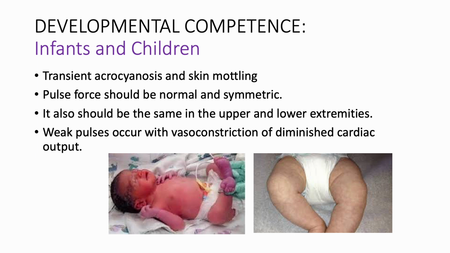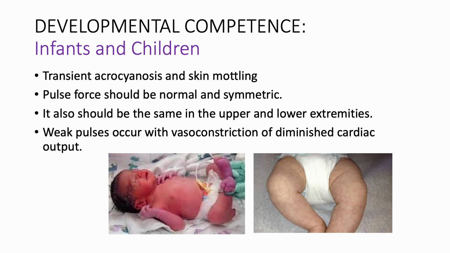And you should note, though, that even as an infant and a child, your pulse forces should be normal and they should be symmetric, right? They should be 2+, bilateral, and symmetric. And this is true for the upper and lower extremities. When there are any weak pulses, this is due to vasoconstriction, and it might mean that there is diminished or less than best cardiac output.